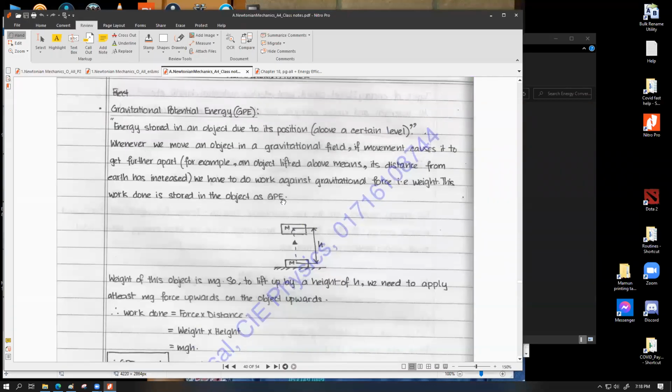If I go for the later part, the gravitational potential energy, it says, how do you define gravitational potential energy? Energy stored in an object due to its position. Due to its position means it has to be above a certain level. Now, the idea of above and below is actually relative. I mean, how do you define above or below?